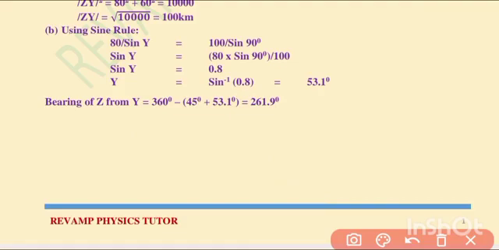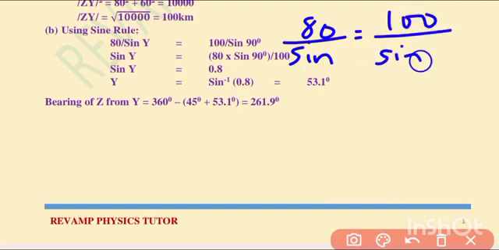Okay, now using the sine rule, from that diagram we have 80 divided by sine y, which is the angle facing 80, equal to 100 divided by sine 90, which is the angle facing the line 100. That is the hypotenuse of the diagram. So making sine y the subject of the formula, definitely we are going to have this multiplying sine 90, because what we have basically here is 80 over sine y equal to 100 over sine 90.